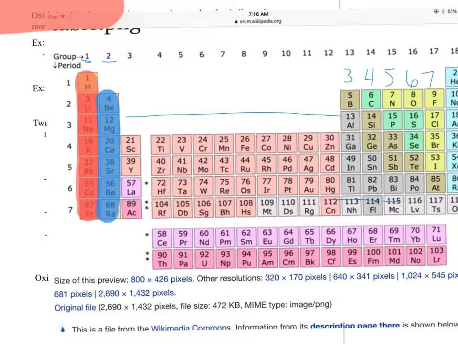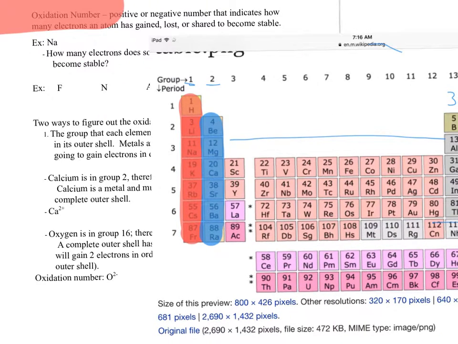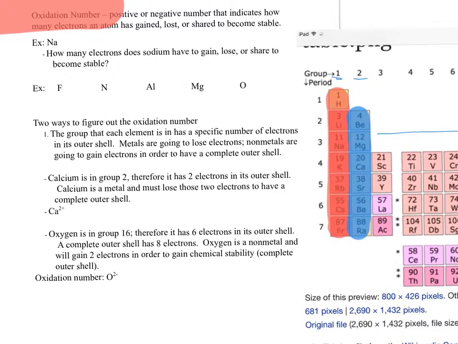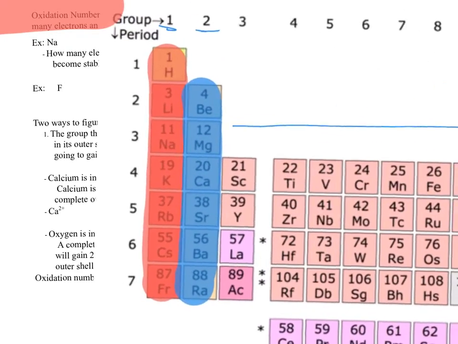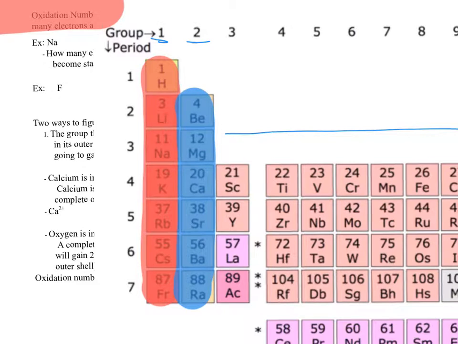So to figure out the valence electrons, it's not that tough, but that's not what we're trying to figure out. We're trying to figure out what the number would be to make it so that it has a full outer shell. This first part's actually not too difficult. On this side of the periodic table, metals are going to lose electrons. They have 1, like lithium. I'll draw a lithium atom here really quick. All right, here's my lithium atom.